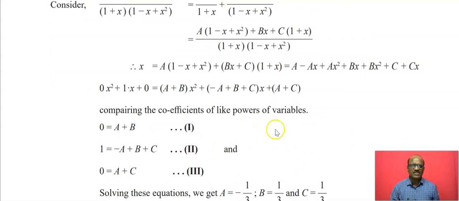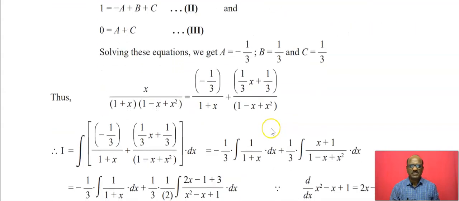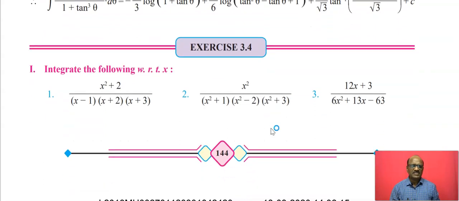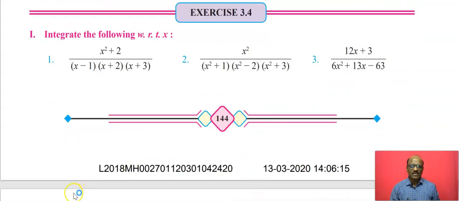I will explain all the examples from the exercise in very simple language. Now we'll see directly exercise 3.4. Integrate the following with respect to x: (x square plus 2) upon (x minus 1)(x plus 2)(x plus 3).